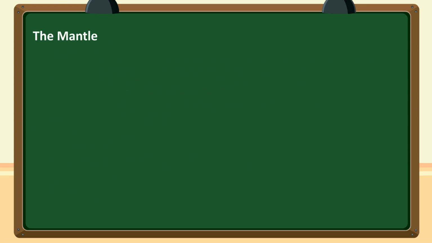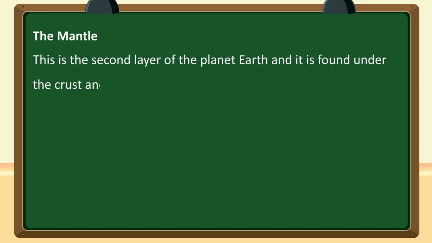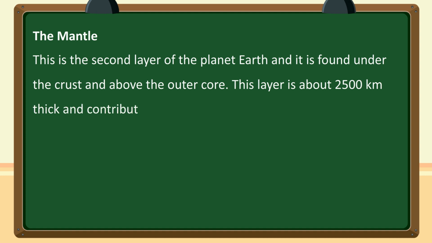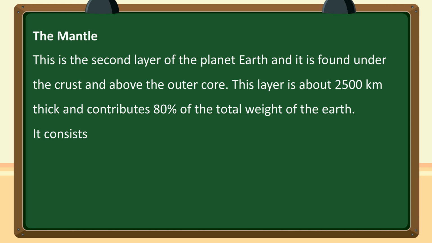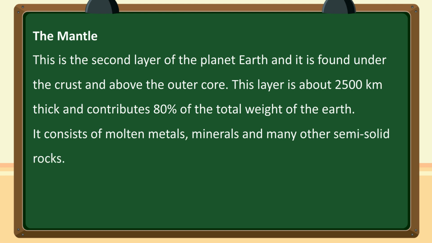The mantle. This is the second layer of the planet Earth and it is found under the crust and above the outer core. This layer is about 2,500 kilometers thick and contributes 80% of the total weight of the Earth. It consists of molten metals, minerals and many other semi-solid rocks.